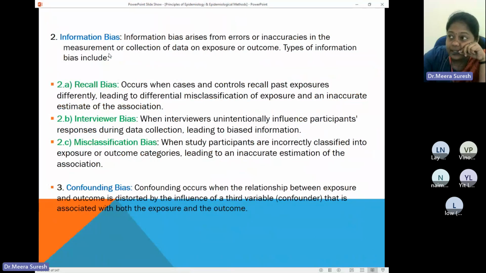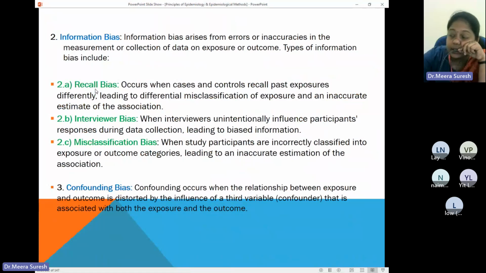Then information bias, where the error is happening with regard to the information collected. So this can be recall bias, interviewer bias, and misclassification bias. Recall bias, we already saw that is happening in case control. The persons are not able to recall exactly how it happened, where it happened.